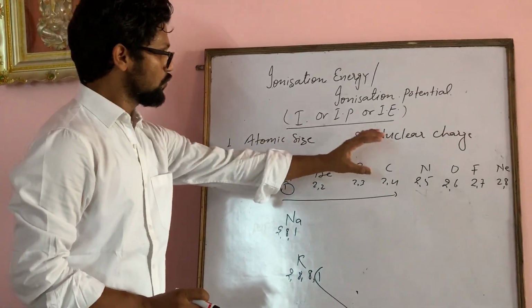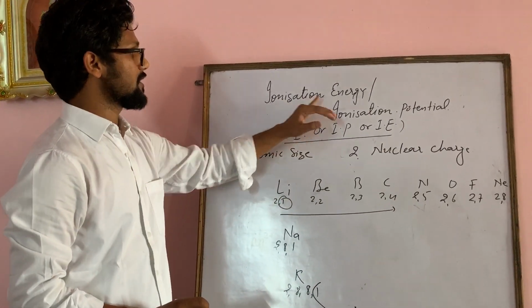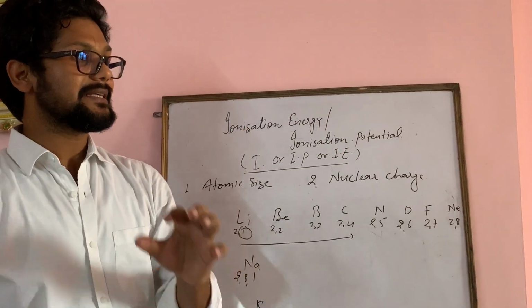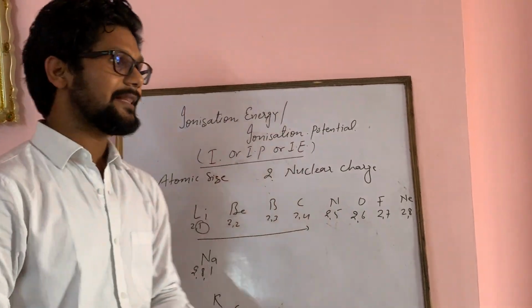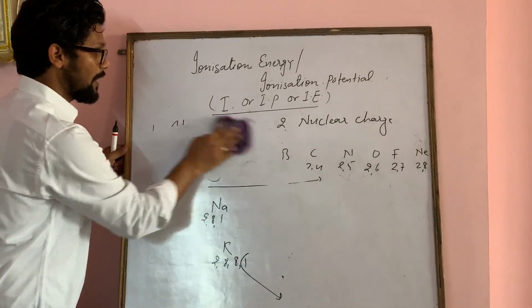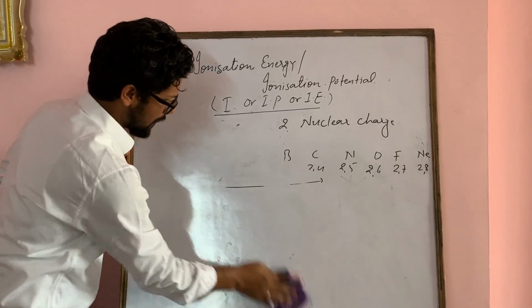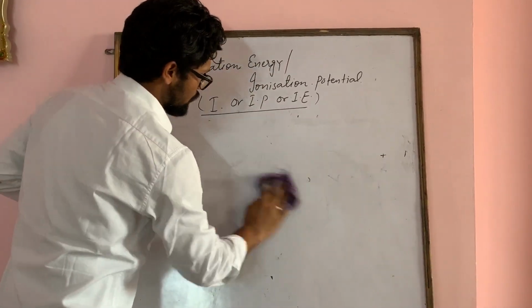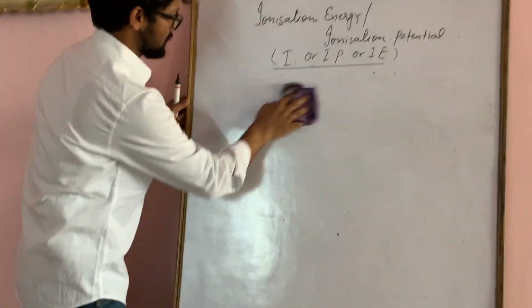So these are the two factors on which ionization potential depends. But here in your book you can see there are many exceptions, and you have to know what the exceptions are and why they are exceptions. So I am going to write some exceptions and try to understand why these are exceptions.